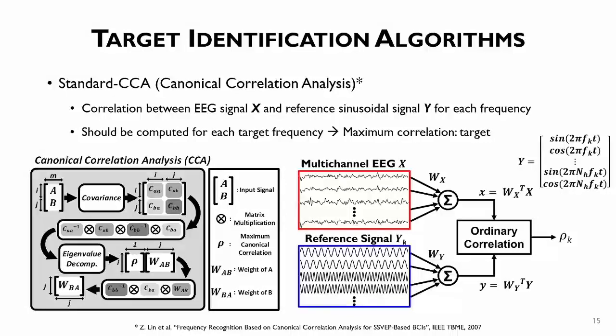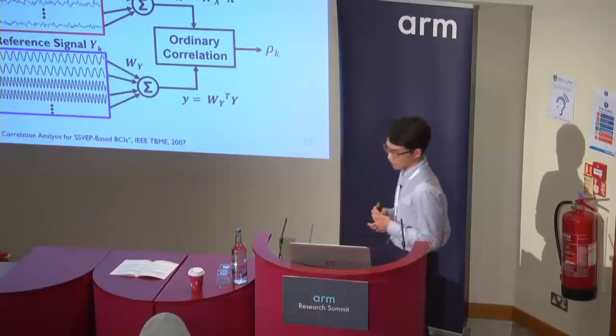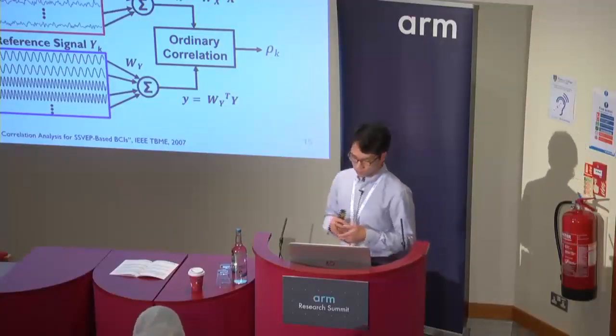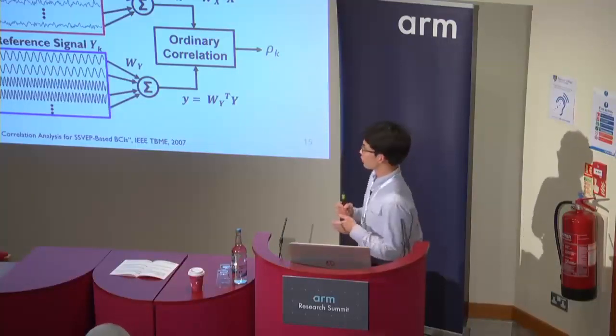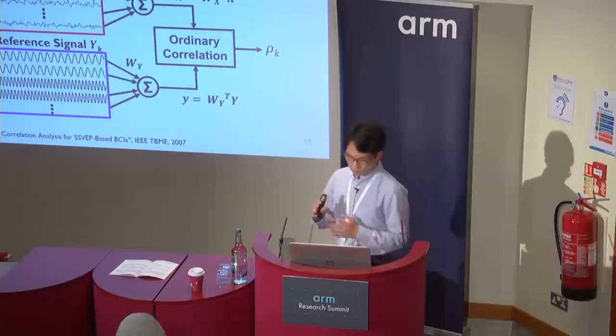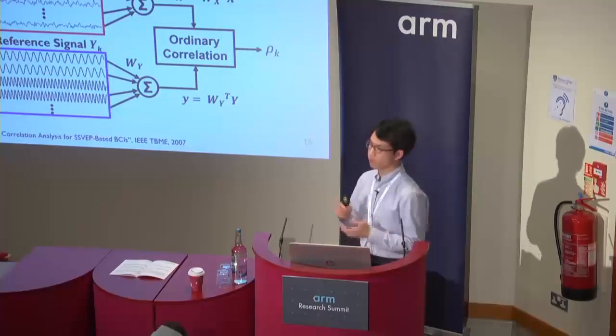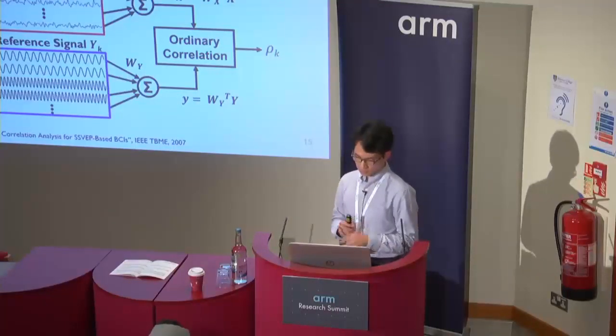There are many variations for the CCA, so we are calling the original CCA as standard CCA. It finds correlation between EEG signal and reference sinusoidal signal, which consists of a sine and cosine for the several harmonic components of the target frequency. We should compute this algorithm for each target frequency, and after that, the frequency which has maximum correlation can be revealed as the target the person is now looking at.